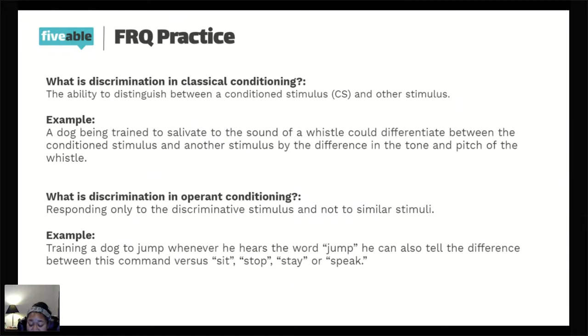And congratulations, we finished all the FRQs and all the background information for Unit 4.